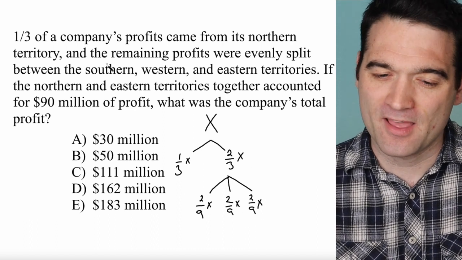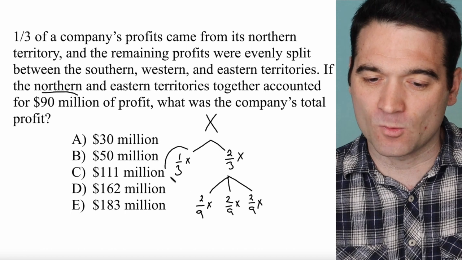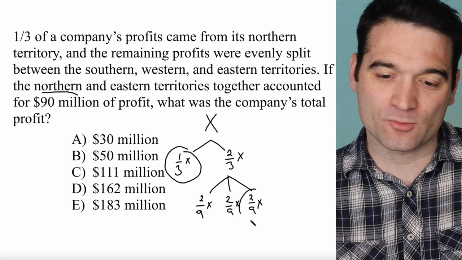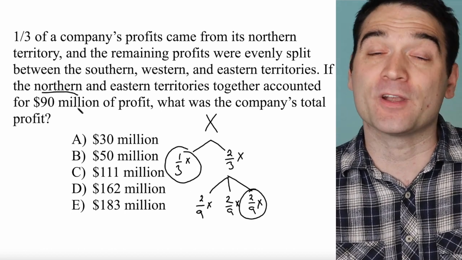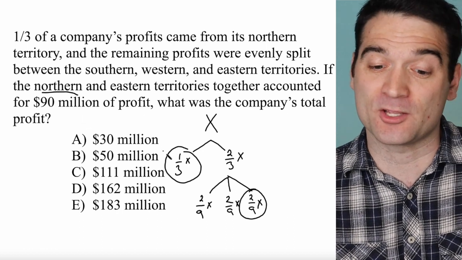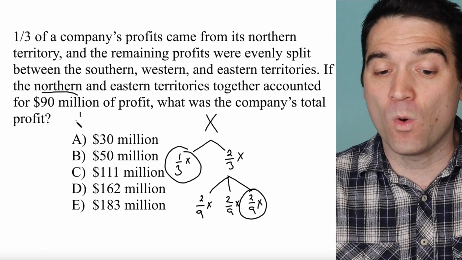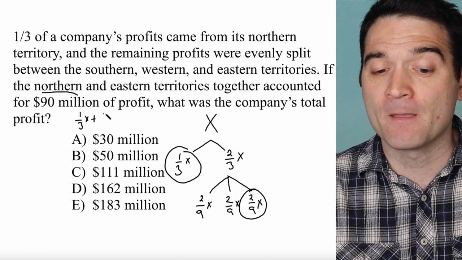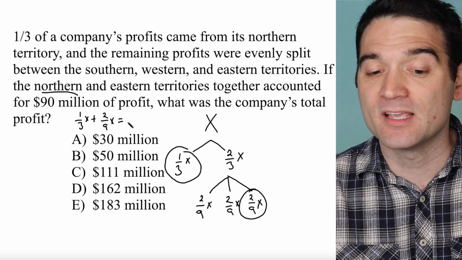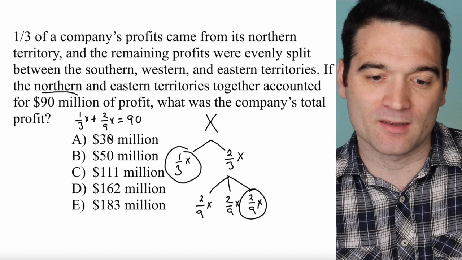Now this tells us that the northern, so this one, and eastern, one of these three territories, accounted for $90 million in profit. So we can just set up an algebraic equation here. We could say 1/3 of X plus 2/9 of X equals 90, or 90 million, and then solve.